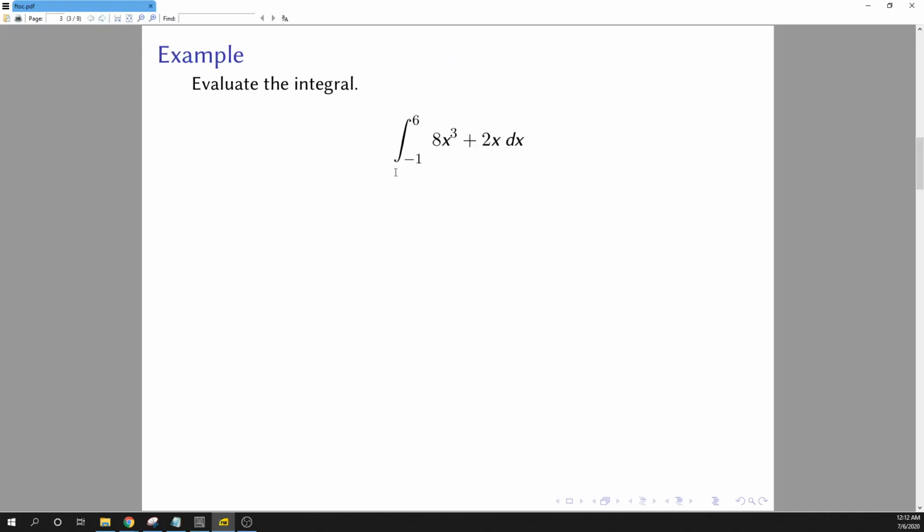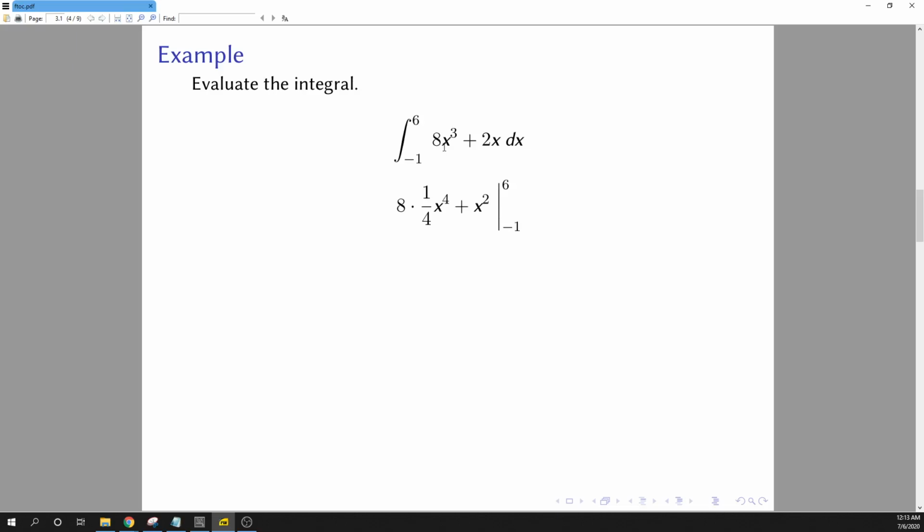All right, so here we have a definite integral that we want to evaluate, the integral from minus 1 to 6 of 8x cubed plus 2x. And so what we'll do is just find an antiderivative of 8x cubed plus 2x, just one. And so we would go through and integrate that. Looking at the integral of 8x cubed plus 2x, I can see that this is the sum of two functions, right? So by the sum rule, all I need to do is find an antiderivative of 8x cubed and then add an antiderivative of 2x.